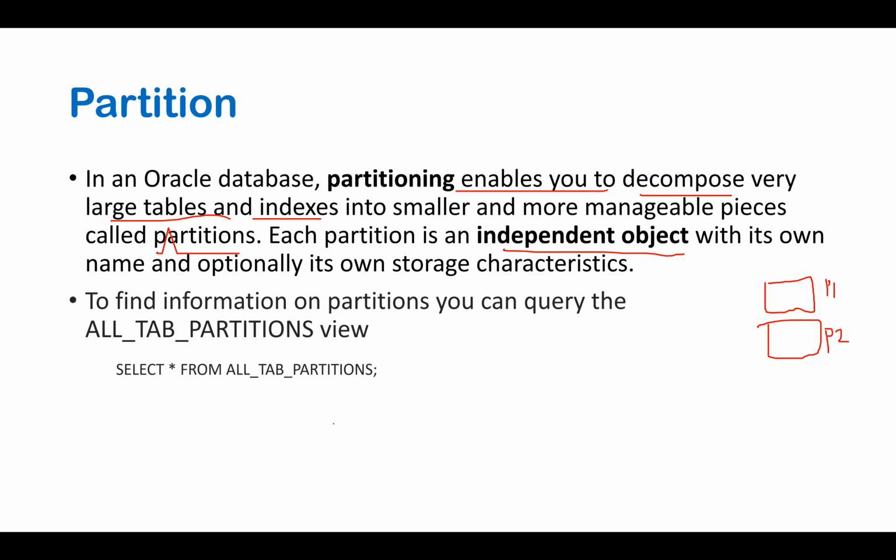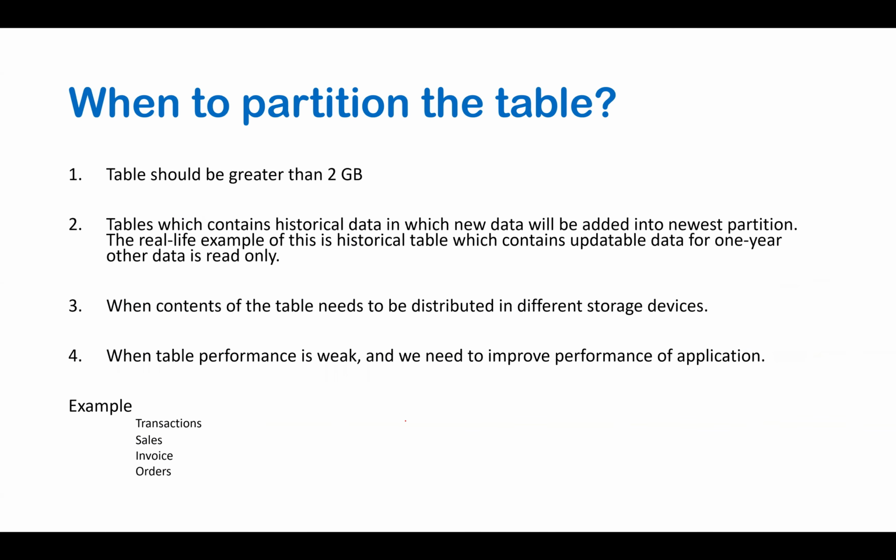To find information on the partition, you can query this: select star from all_tab_partitions in Oracle. Use this particular table, all_tab_partitions. Here we do not have that. We cannot create the partitions since it is not Enterprise Edition. ALL_TAB_PARTITIONS is nothing but a metadata table. In this table, you can use where owner equal to HR and table name equal to this table name. You can find all the partitions.